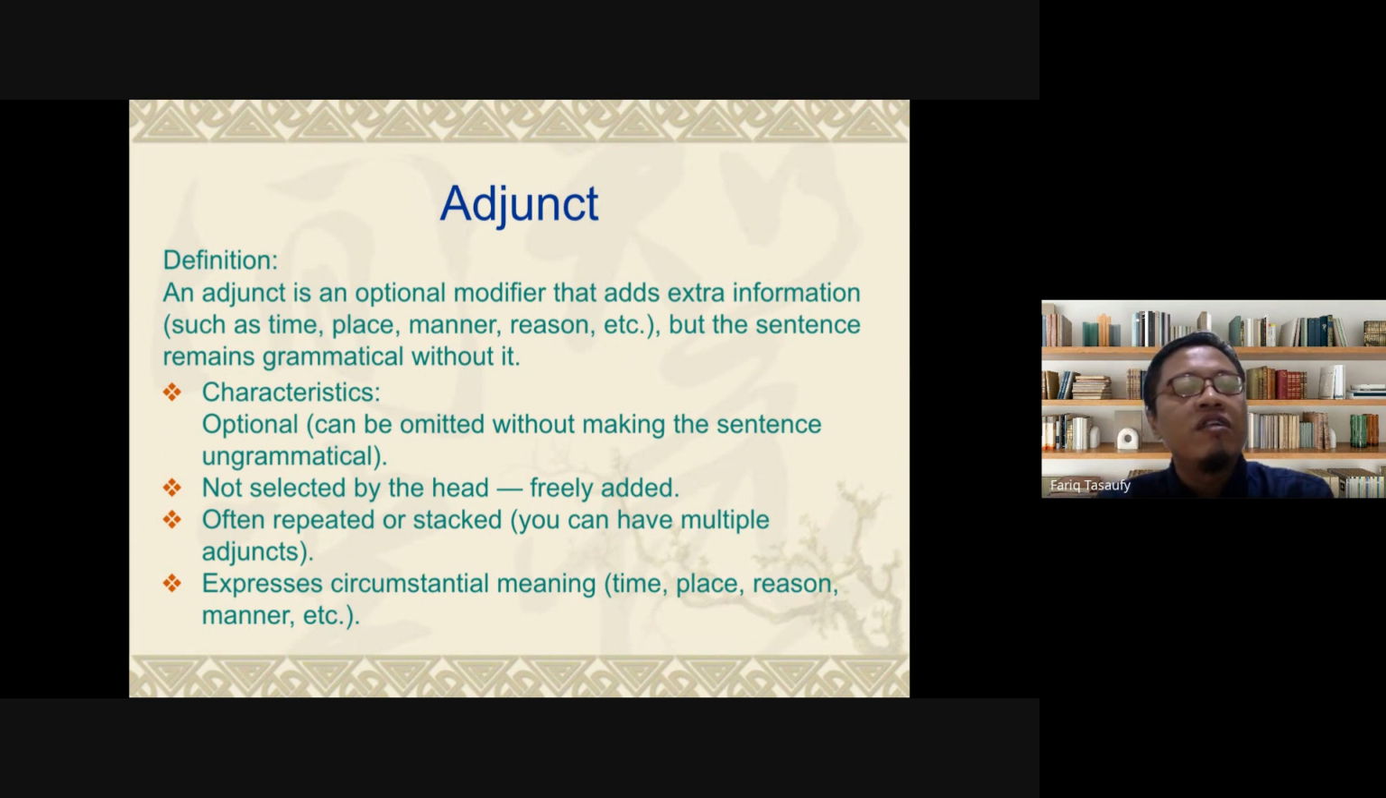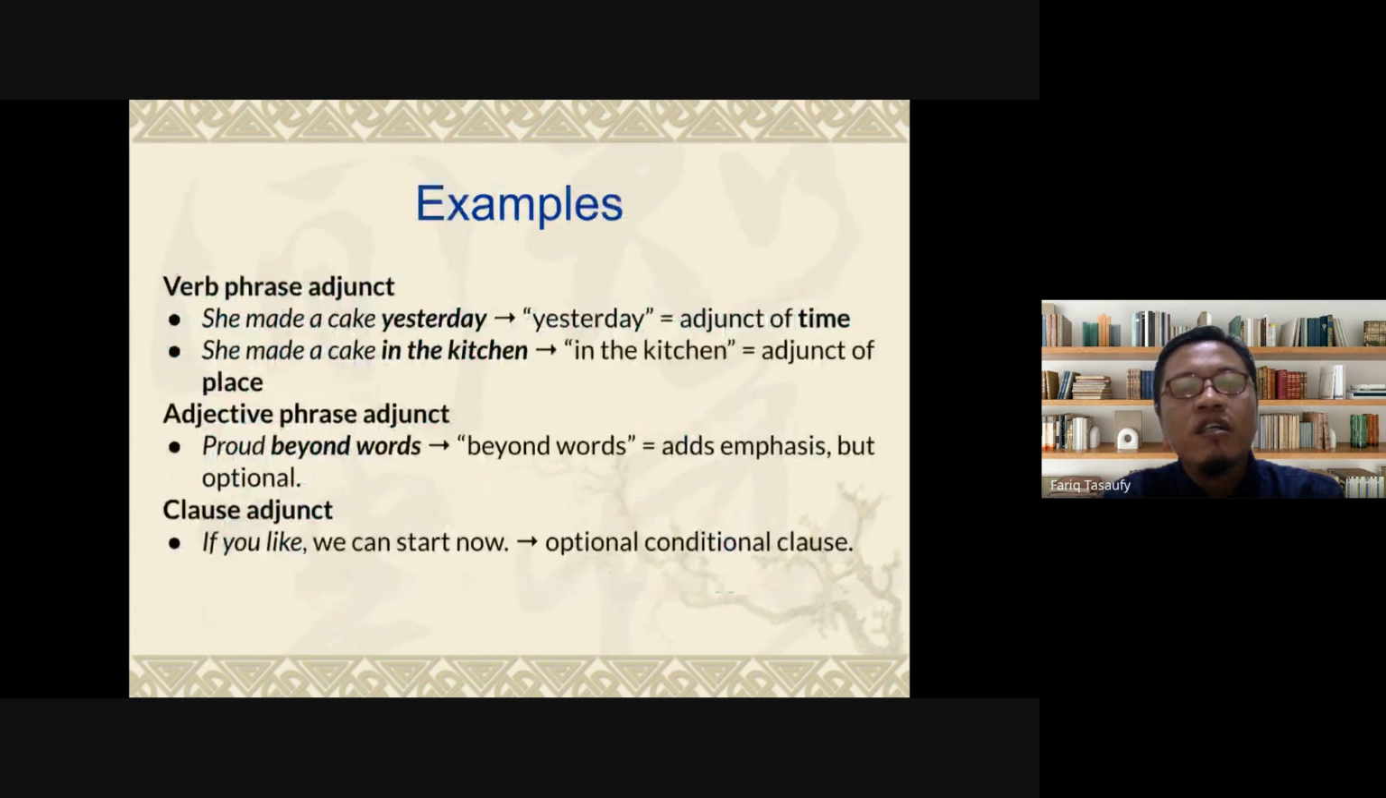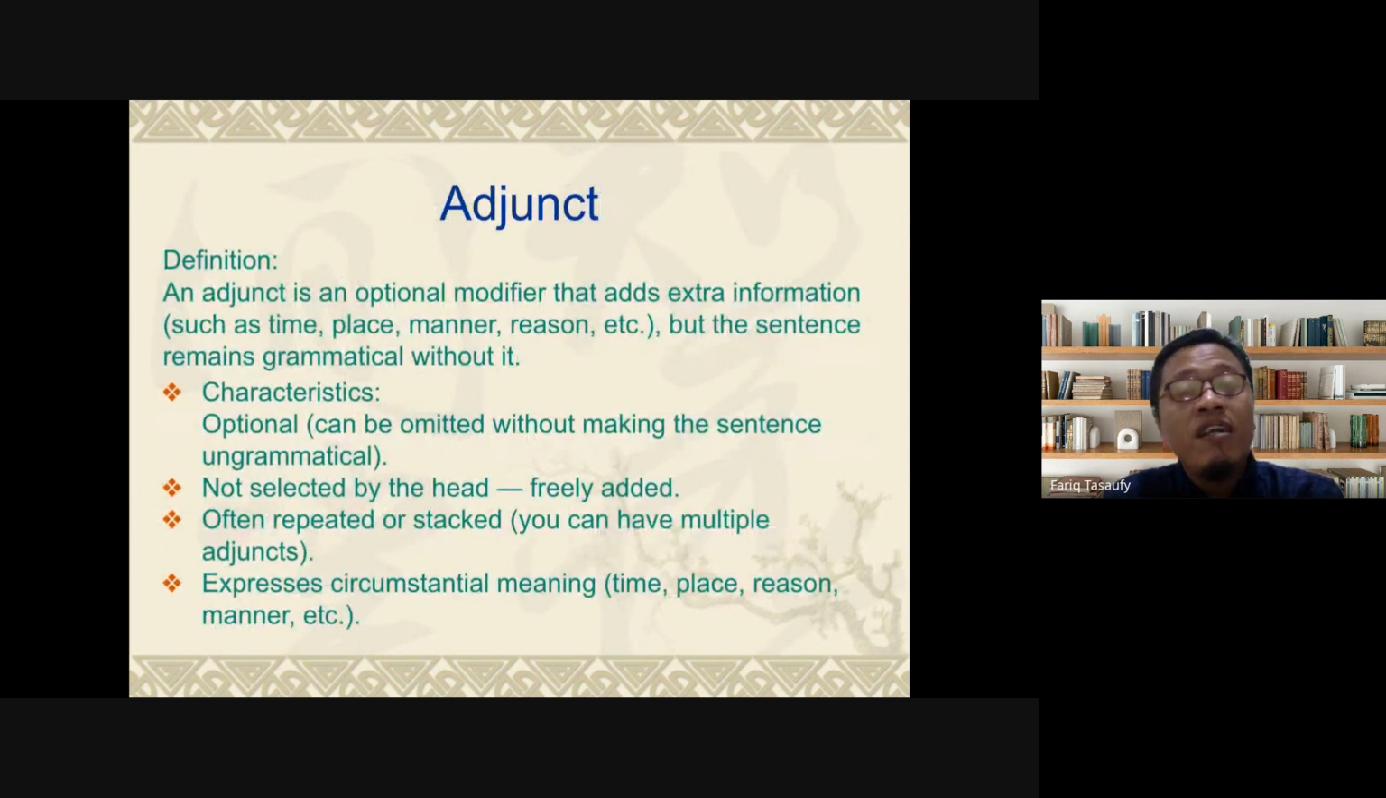So, for example, "he made a cake yesterday." The "yesterday" is the adjunct, because without "yesterday," we know by seeing the verb "made," in verb two, that it is already in the past. Do you know what I mean? So an adjunct functions as an optional modifier that adds extra information such as time and so on. The characteristics are: it is optional, can be omitted without making the sentence ungrammatical, and is still understandable.